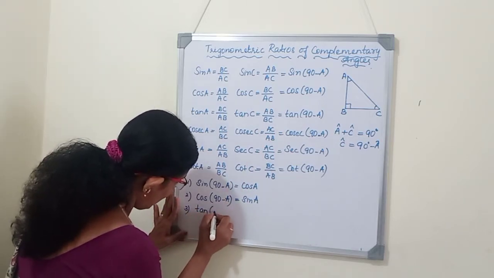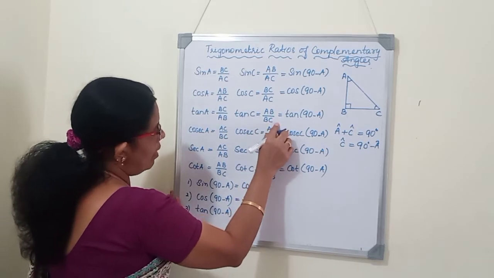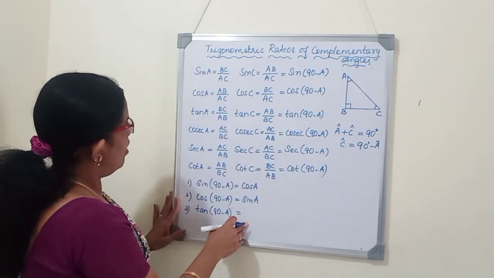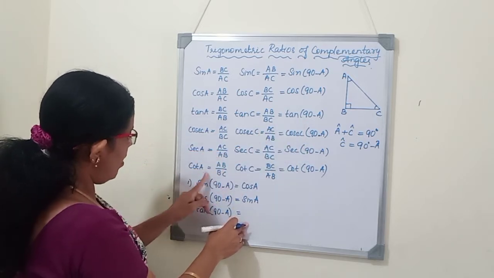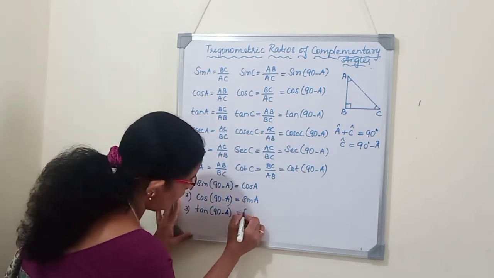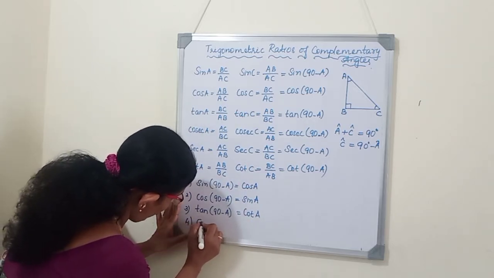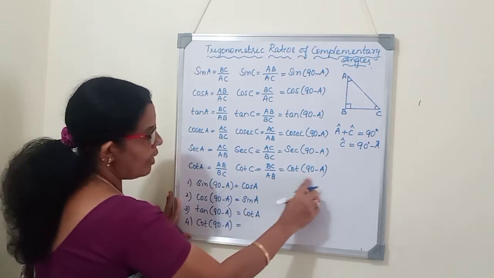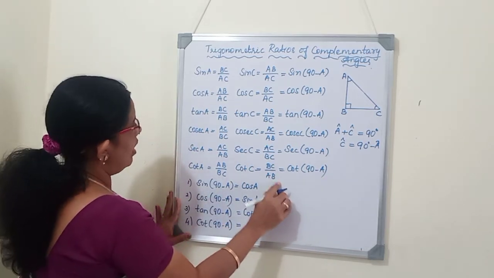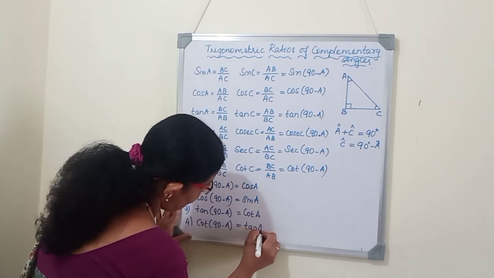Next one we will see, tan 90 minus A. Tan 90 minus A is AB by BC. AB by BC is cot A. So tan 90 minus A is cot A. And now, what is cot 90 minus A? Cot 90 minus A is BC by AB. BC by AB is tan A. So the formula is tan A.